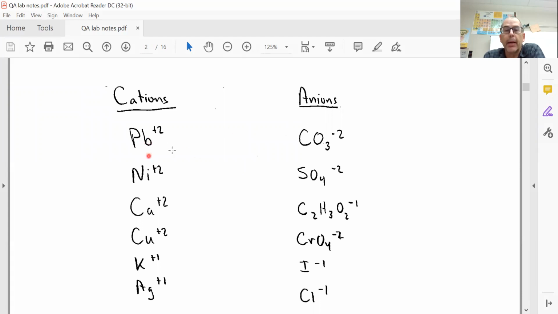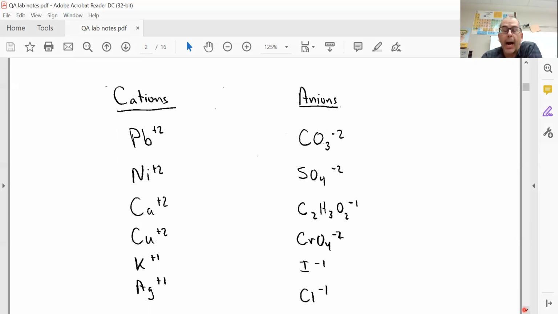It could be lead carbonate, lead sulfate, lead acetate, lead chromate, lead iodide, or lead chloride. Or it could be nickel carbonate, nickel sulfate, nickel acetate, nickel chromate, nickel iodide. So it's one of these 6 cations and one of these 6 anions. If you did a complete guess, you'd have a 1 in 6 chance of guessing the cation right and a 1 in 6 chance of guessing the anion right, assuming you're the average guesser, which gives you a 1 in 36 chance of guessing the ionic compound right.